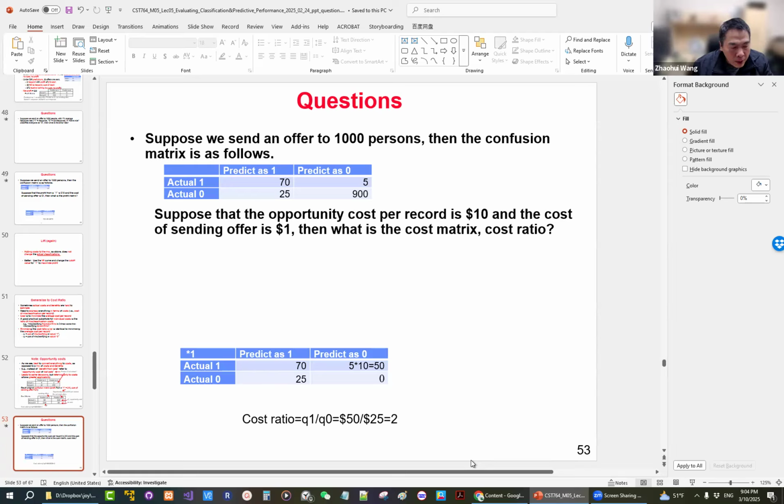So that means the higher cost ratio will be worse. We try to reduce the cost ratio. So ideally we want the cost ratio as low as possible. So the lower the better. So the other problem we did, the cost ratio was 1, so that would have a better cost ratio than this one. Is that correct?